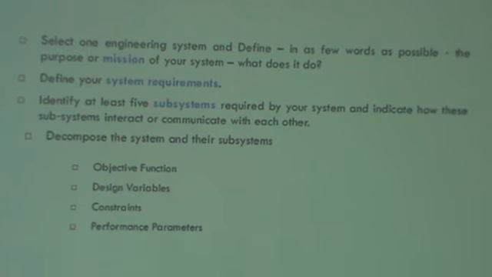Define your system requirements. Identify at least 5 subsystems required by your system and indicate how these subsystems interact or communicate with each other. ठीक है, उसी सिस्टम के अंदर आपने देखना है कि 5 सबसिस्टम्स हो, और आपने देखना है कि how those subsystems are interacting or communicating with each other. Decompose the system and the subsystems into objective function, design variable, constraints and performance parameters. Okay, so you have to decompose your system into subsystems, और हर subsystem को you have to define the objective function, design variable, constraints and performance parameters.